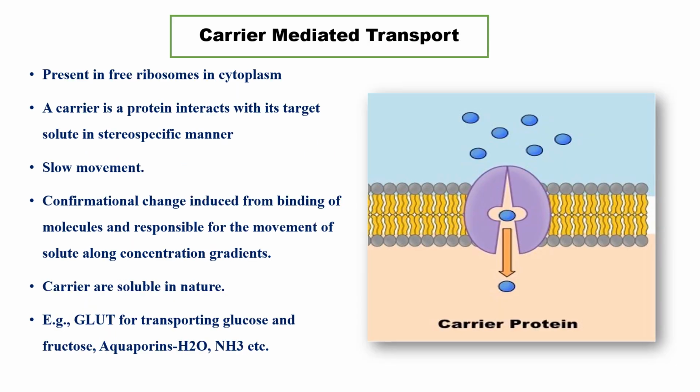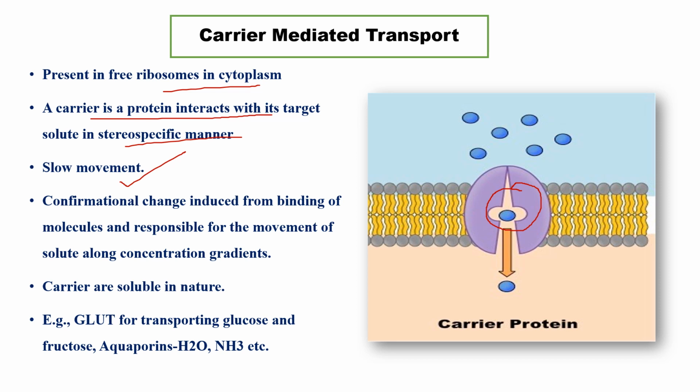Carrier mediated transport is present in the free ribosomes in the cytoplasm. A carrier is a protein that interacts with its target solute in a stereospecific manner, meaning it interacts with its target solute before binding. And the movement of the solute in this process is very slow.